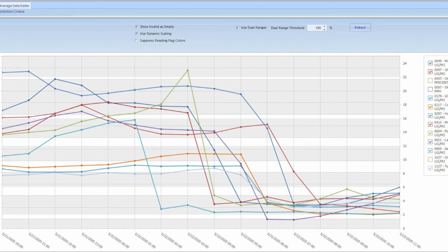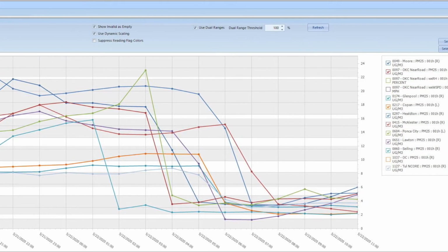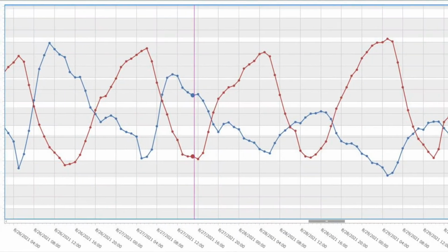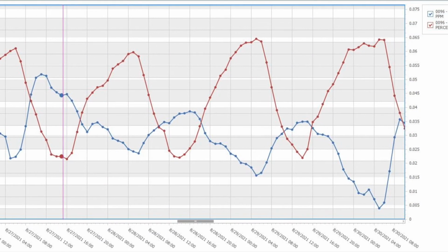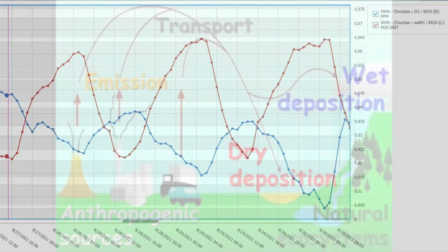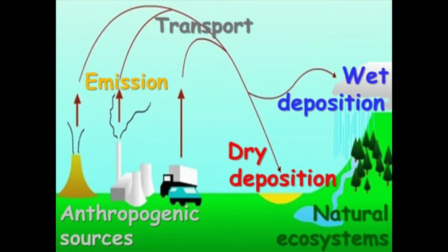Frontal passages with strong winds can sweep ozone or particulate matter completely out of an area. Humid days can significantly cut ozone production, as the water in the air absorbs much of the UV energy required to produce it. Rain can wash PM and other pollutants out of the air in a process known as wet deposition.